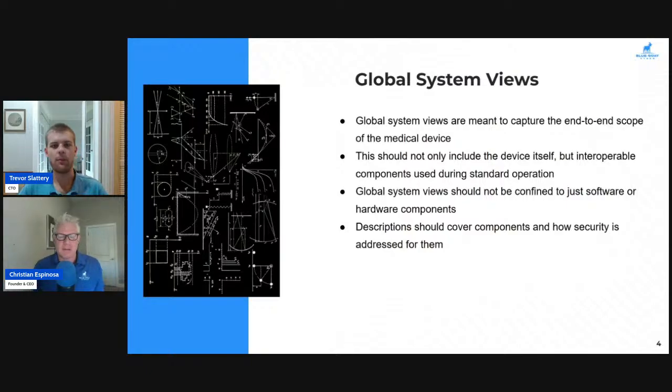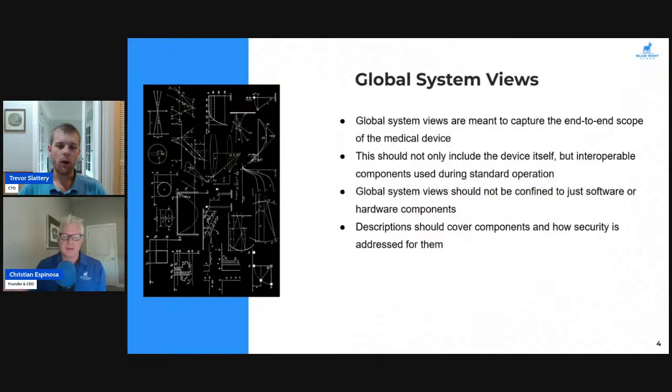Exactly. And this will include the internal components as well. So how are these internal components communicating and interacting with each other? It has to be a very comprehensive view. This is the most general view, but it needs to have a lot of detail since we are covering such a large amount of information here.